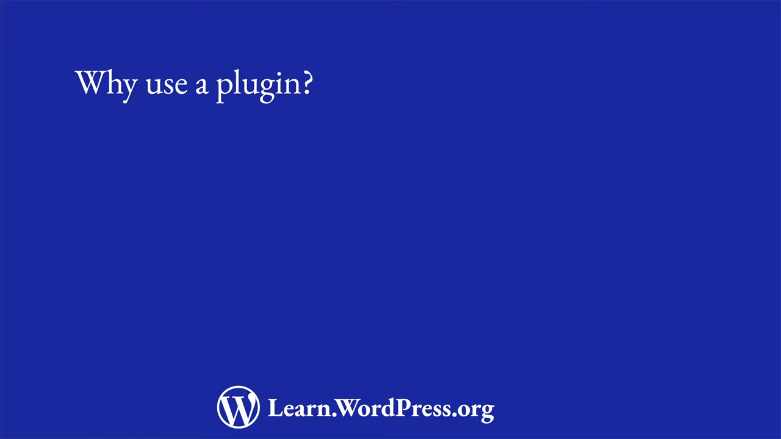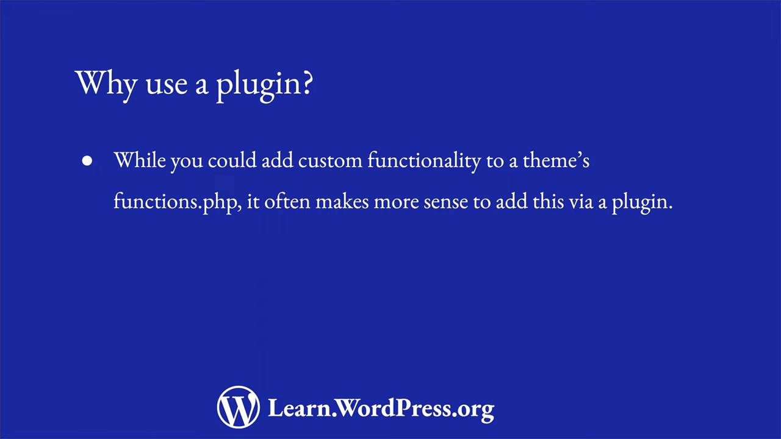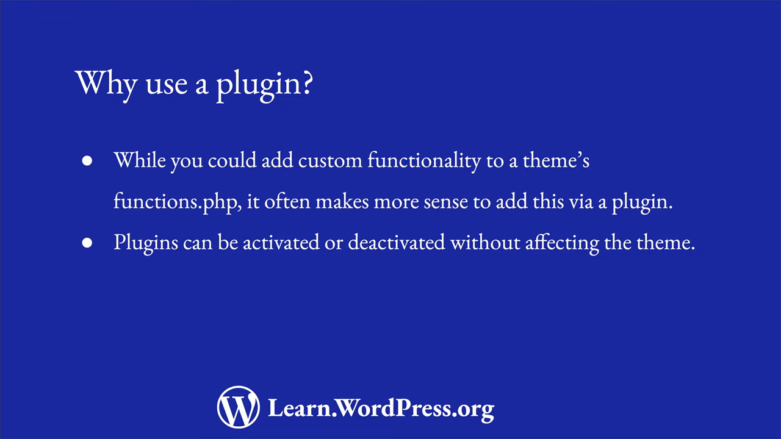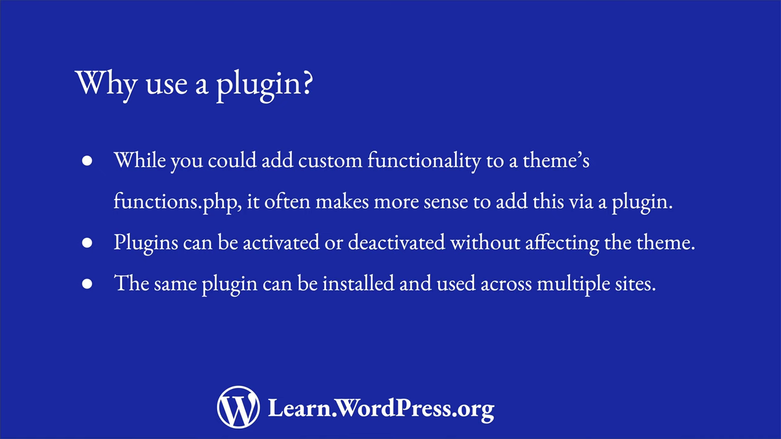As a WordPress developer, you will often need to create custom functionality for a WordPress site. While it is possible to add this functionality to a theme or child theme's functions.php file, it often makes more sense to add this code to a WordPress plugin. This is because a plugin can be activated or deactivated without affecting the theme. Not only that, but your plugin could be used across multiple sites.